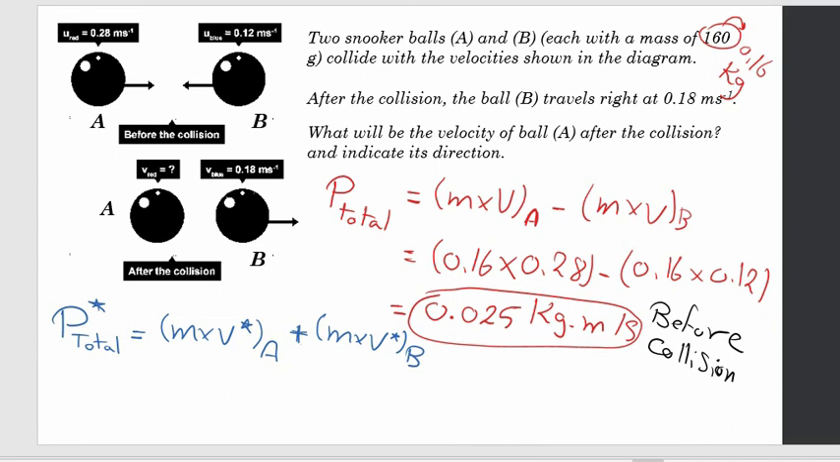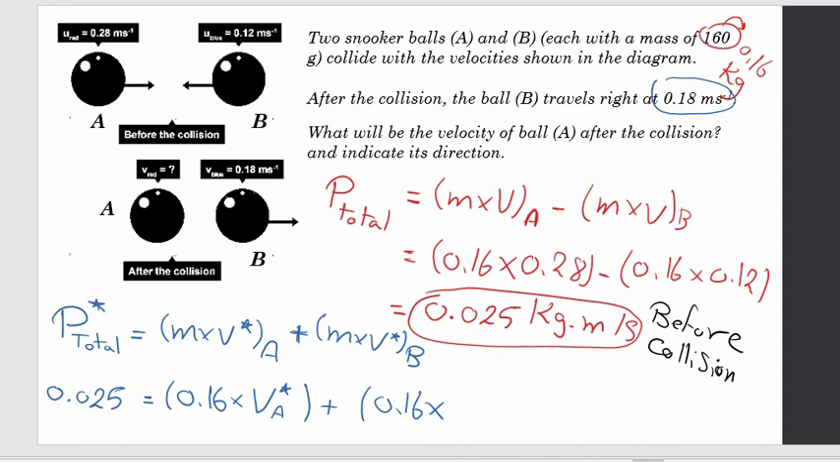The total momentum after the collision should be equal to the total momentum before the collision. So I'm going to place here the number 0.025. This should equal the mass 0.16 times the velocity after the collision for A, and this is what we want to calculate, so it's times V star A, plus the mass 0.16 times the velocity after the collision for B, which is given in the question right there. It's 0.18.